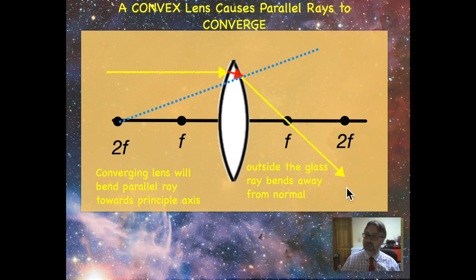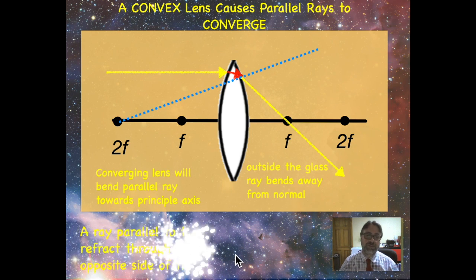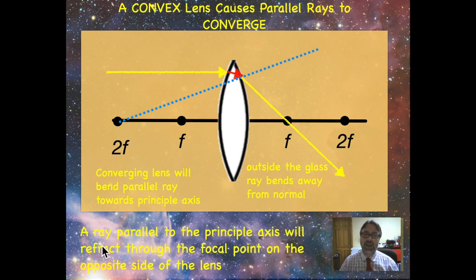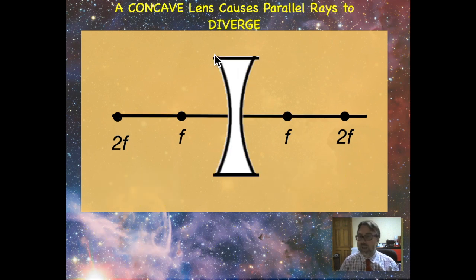Well, let's take a look at a concave lens. So again, a ray parallel to the principal axis will refract. We're going to do the same example, but now with a concave lens, and see how the change in geometry affects the behavior of the lens. So again, I'm looking at a cross-section of a lens. This would be a circular lens, but it would be thinner in the middle. So bulging at the edges, but thinner in the middle.